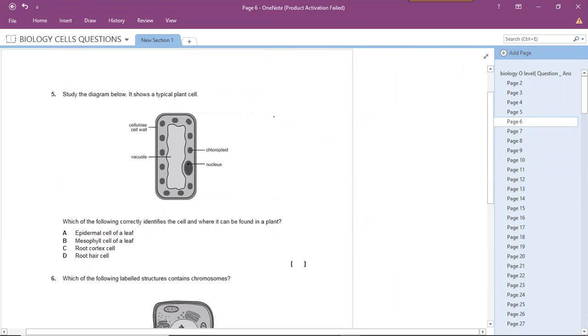So let's look at question 5. This is another plant cell structure, but I want you to observe this plant cell structure. This plant cell structure contains a lot of chloroplasts. If you see a plant cell with a lot of chloroplasts, it means it is specialized. A lot of chloroplasts means it's highly specialized for photosynthesis. And photosynthesis is the process in which plant cells make their own food.